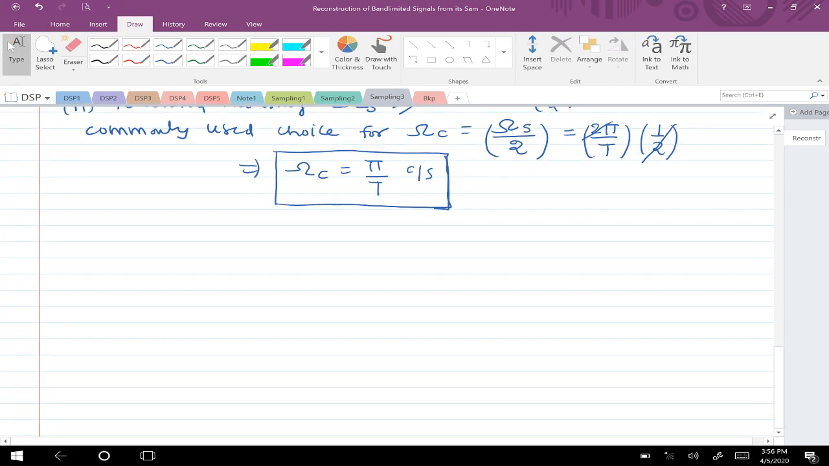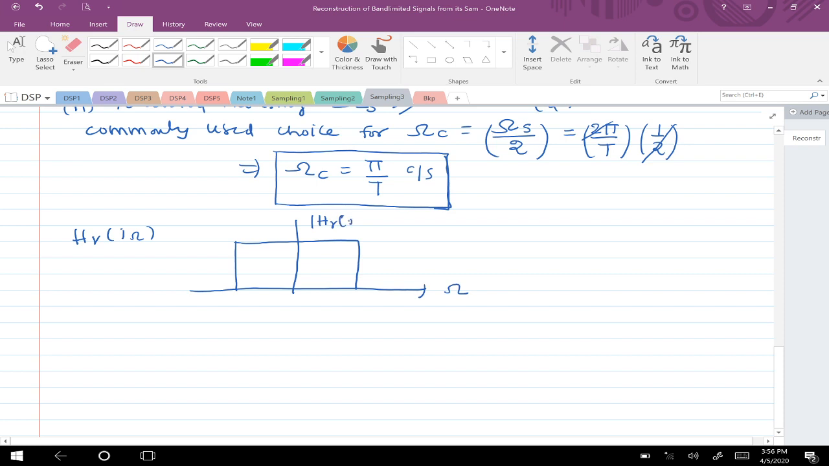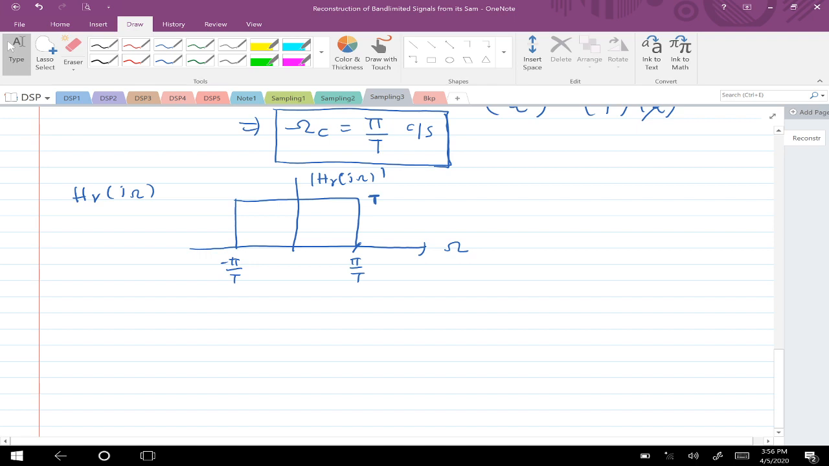We know now how Hr of j omega looks like. What is this function called? Rect function. This is your Hr of j omega, from pi by T to minus pi by T. This magnitude is T. So if you want to mathematically represent that, this is equal to T when omega is in between minus pi by T to plus pi by T, and this is 0 otherwise.